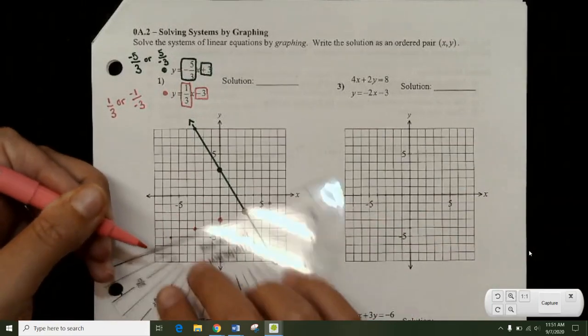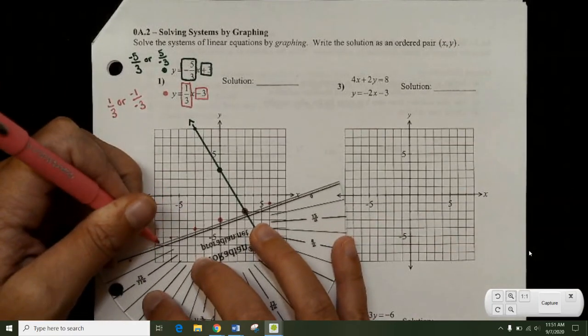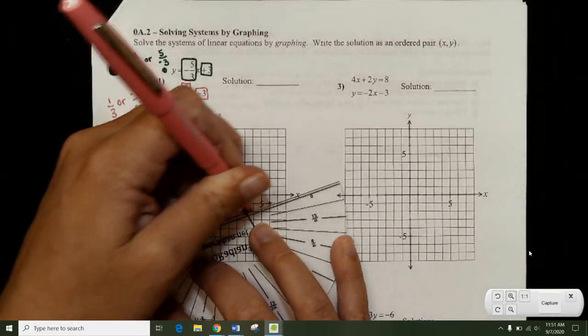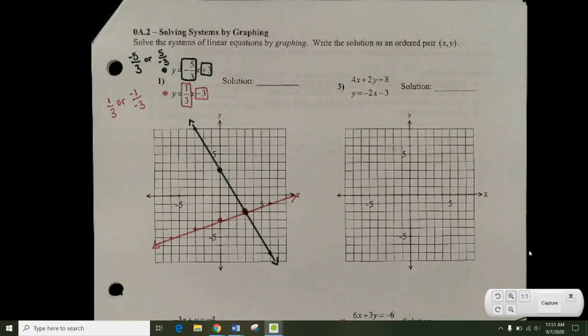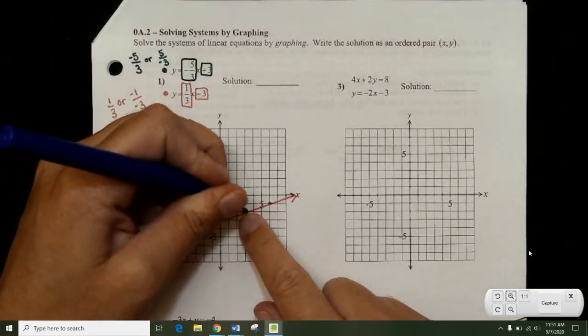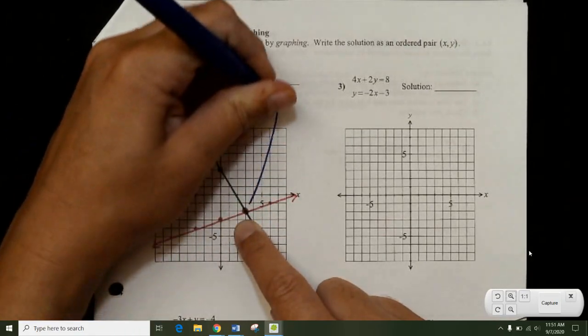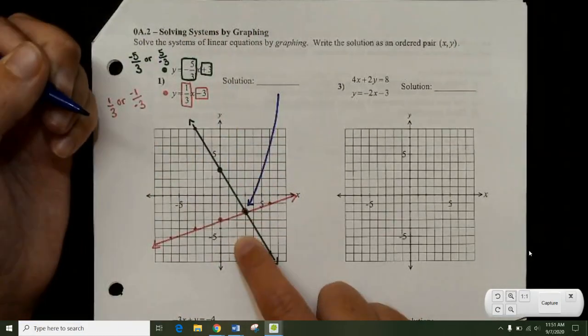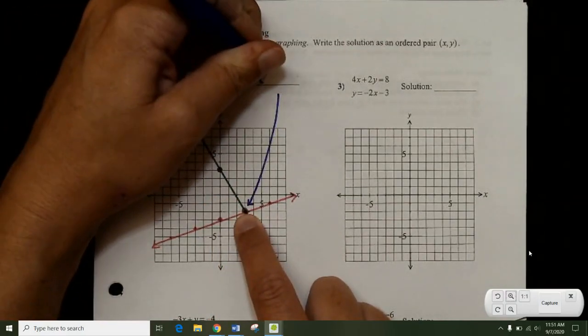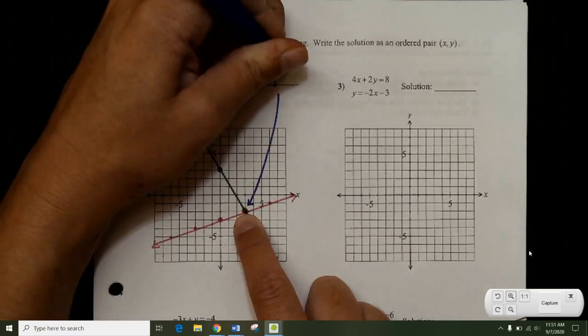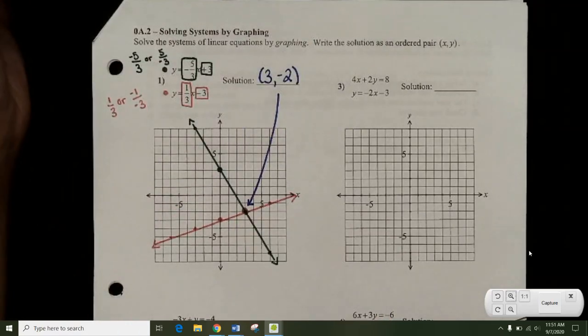Now you can see my line shapes up very nicely, and you can see the solution there. So the solution is where the two lines intersect. So this point right here is my solution, and it's at 1, 2, 3, down 2. So that's 3, negative 2. And that's my solution.